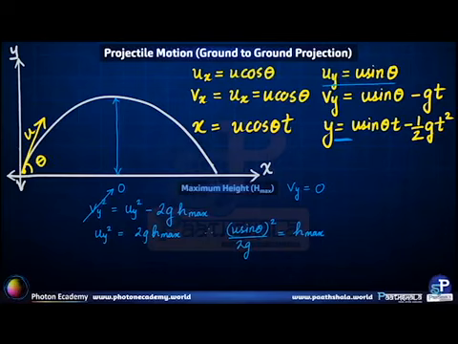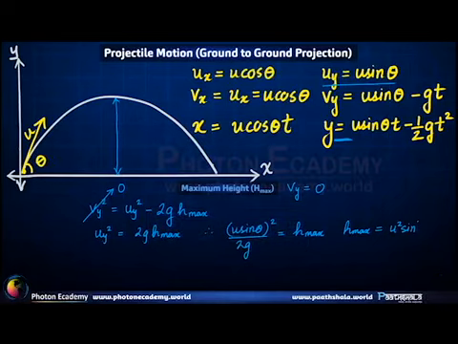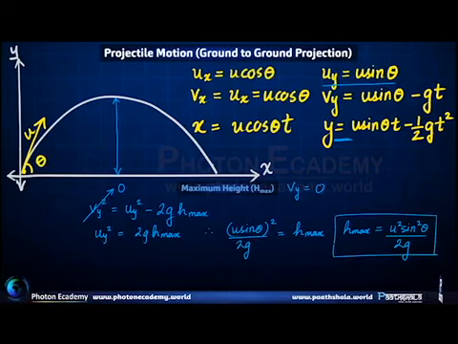I'll just note it down over here. H max, this is the commonly widely known formula that the student should know by heart. U square sin square theta upon 2g. This is the maximum height that is reached by a projectile in ground to ground projection.